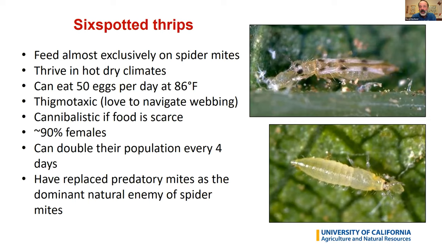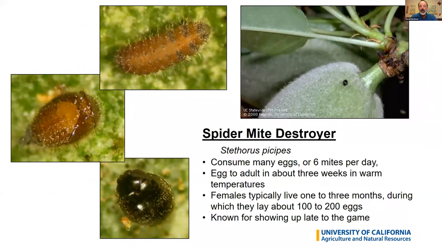And as those OPs and pyrethroids are gone, six-spotted thrips is coming back. And the six-spotted thrips eat spider mites, but it also eats predatory mites. So if you've got a field that historically has had a lot of predatory mites and you simply don't see the predatory mites anymore, it's probably because you've got six-spotted thrips out there eating both. So we'll talk about how to monitor for those.